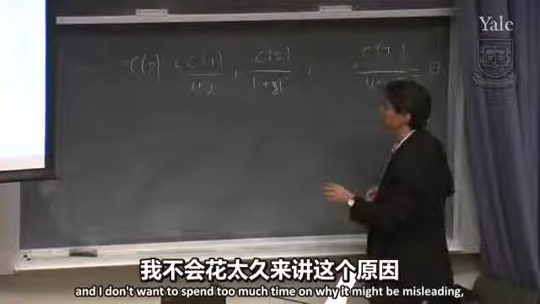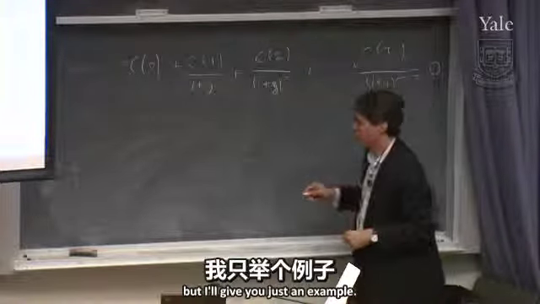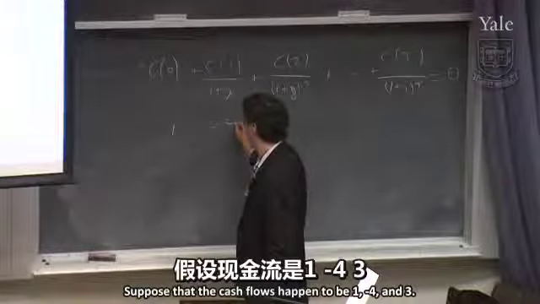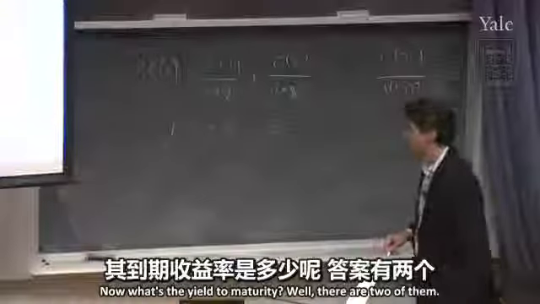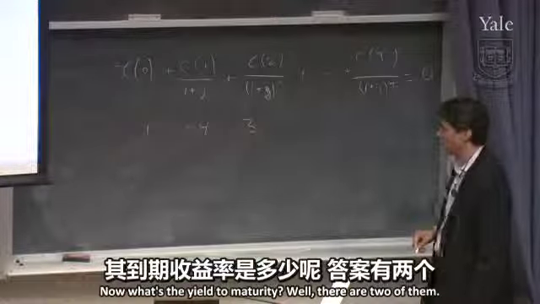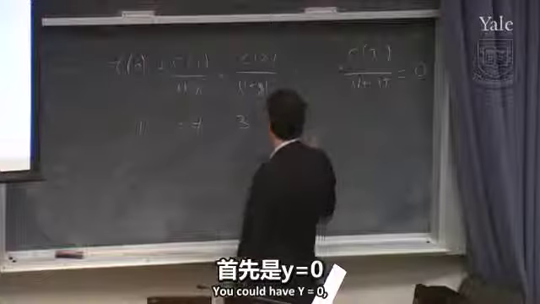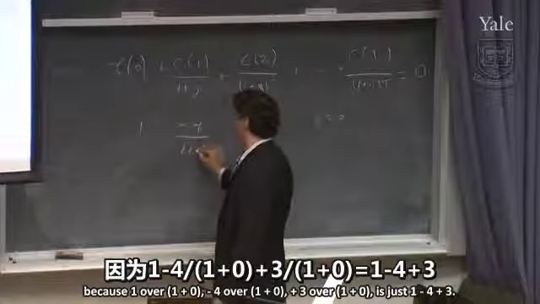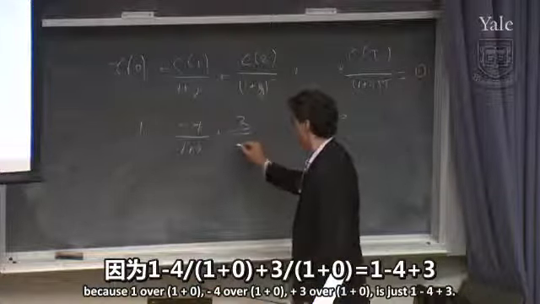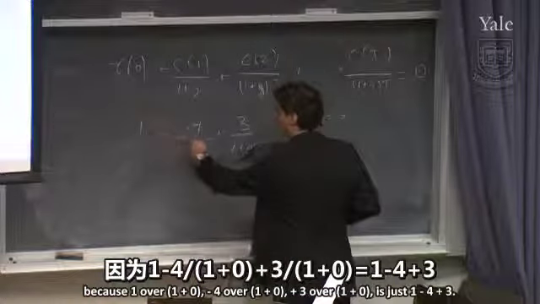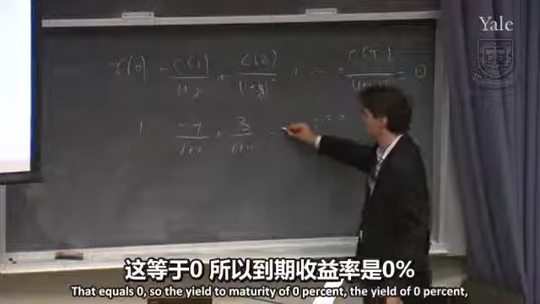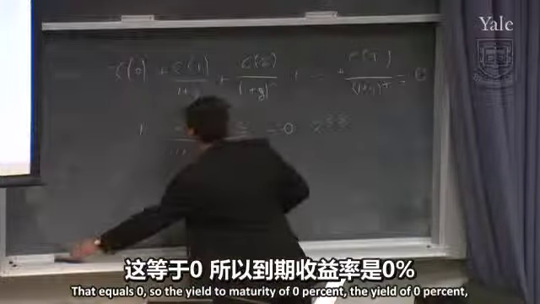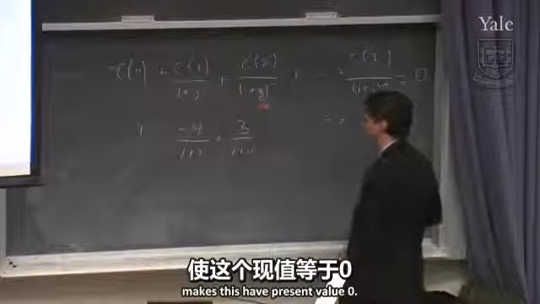Suppose that the cash flows happen to be 1, minus 4, and 3. Now, what's the yield to maturity? Well, there are 2 of them. You could have y equals 0, because 1 over 1 plus 0, plus minus 4 over 1 plus 0, plus 3 over 1 plus 0 is just 1 minus 4 plus 3. That equals 0. So the yield to maturity of 0% makes this have present value 0.